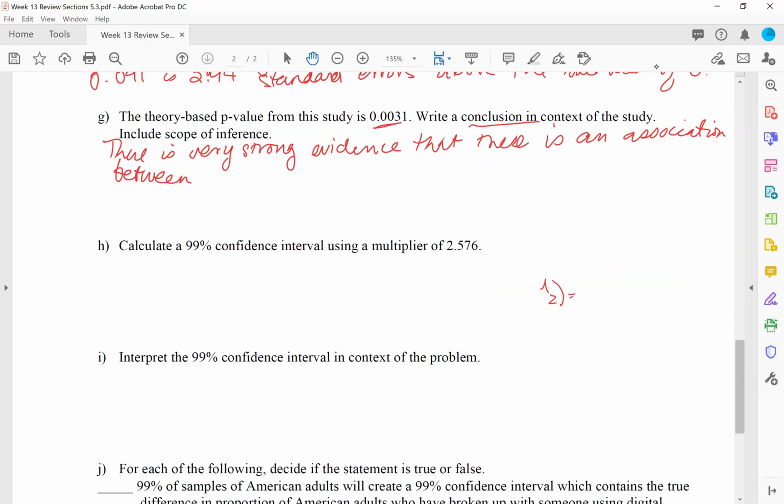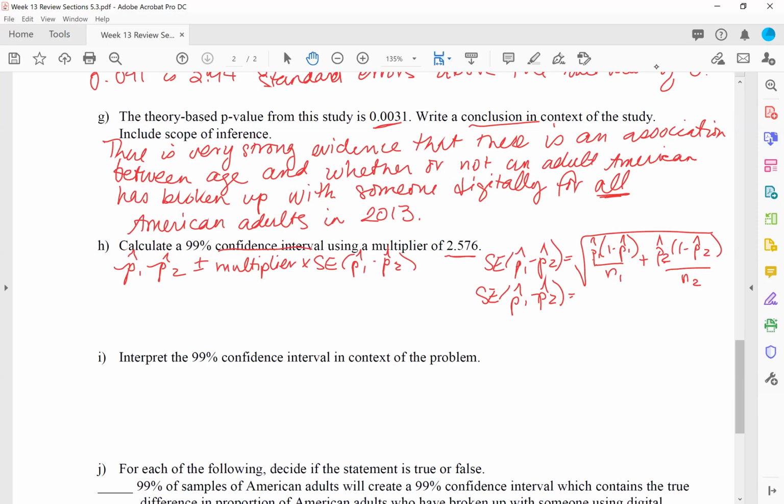Our p hat 1 was 54 divided by 245, so that's 0.22.